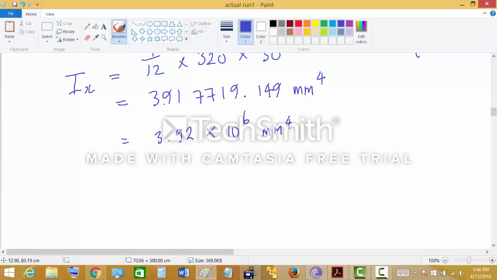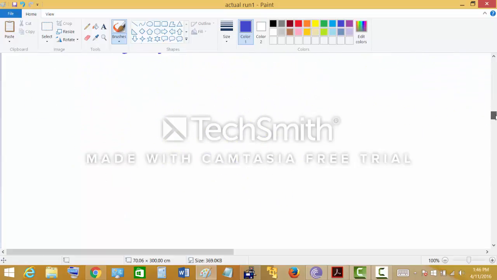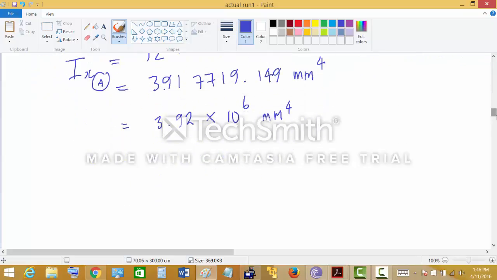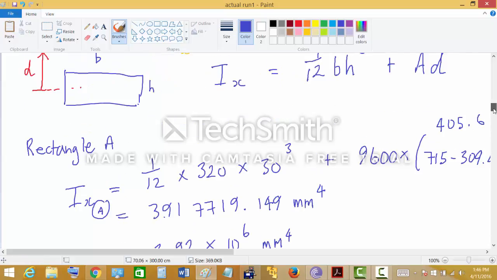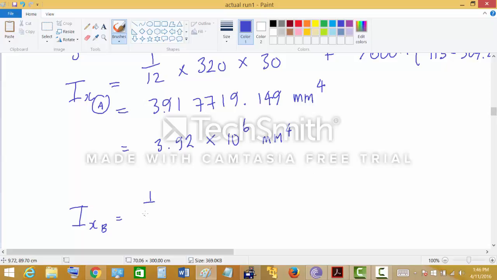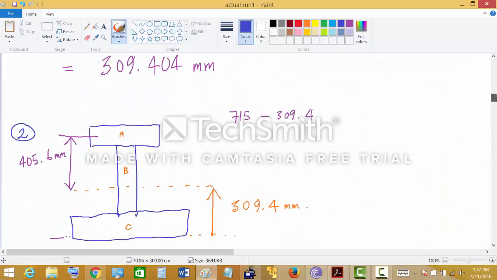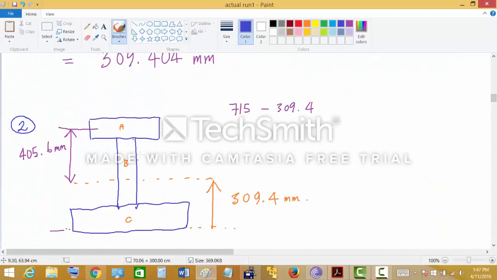So that's the second moment of area A. So that's A. Now second moment of area for area B. That's 1/12 times, right, now this is the H this time, that's the B.